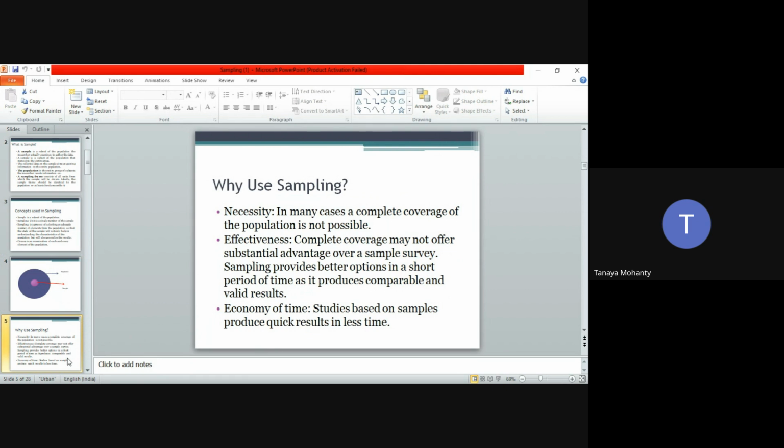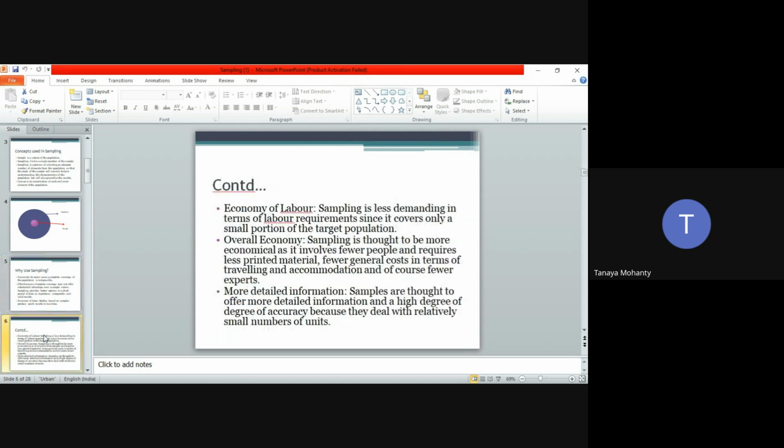There is economy of time. Studies based on samples produce quick results in less time. So instead of covering the entire population, I can just have a model that can be used for comparison, and for that I can use fewer samples, which could be generalized to the entire population.